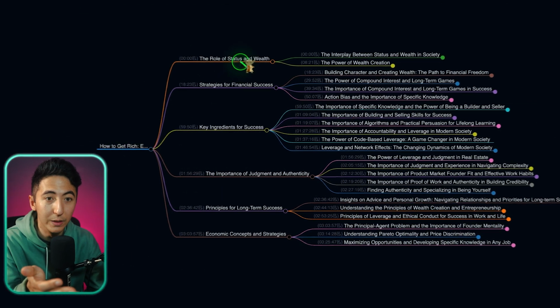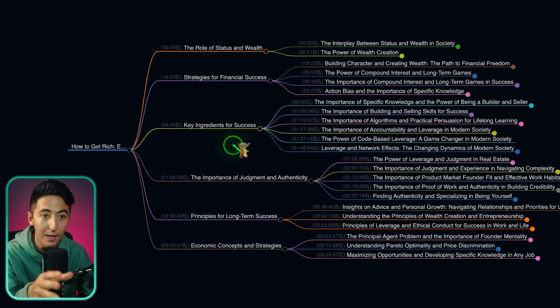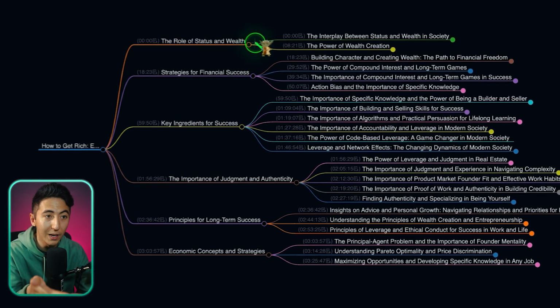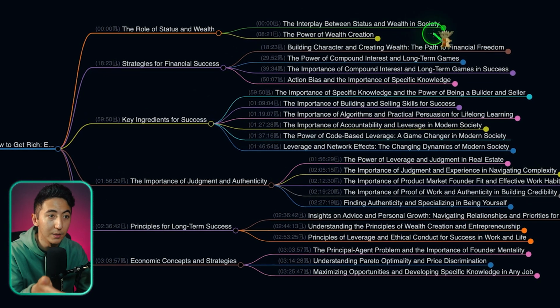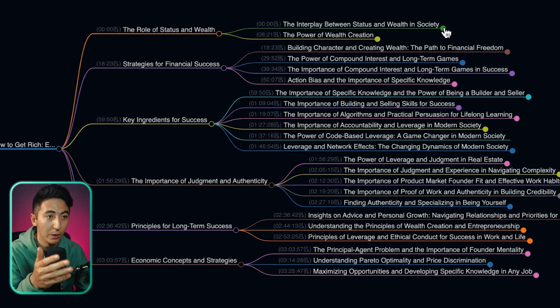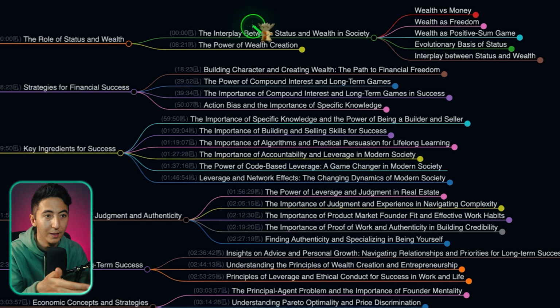So in this episode, these were the main topics. So the role of status and wealth, strategies for financial success, key ingredients of success. And then within each of these different categories, there were different subcategories. So the interplay between status and wealth in society, the power of wealth creation, and then we can expand this even more. So this was one of the first topics in this episode, and when we expand on this, these were the main points within this topic.